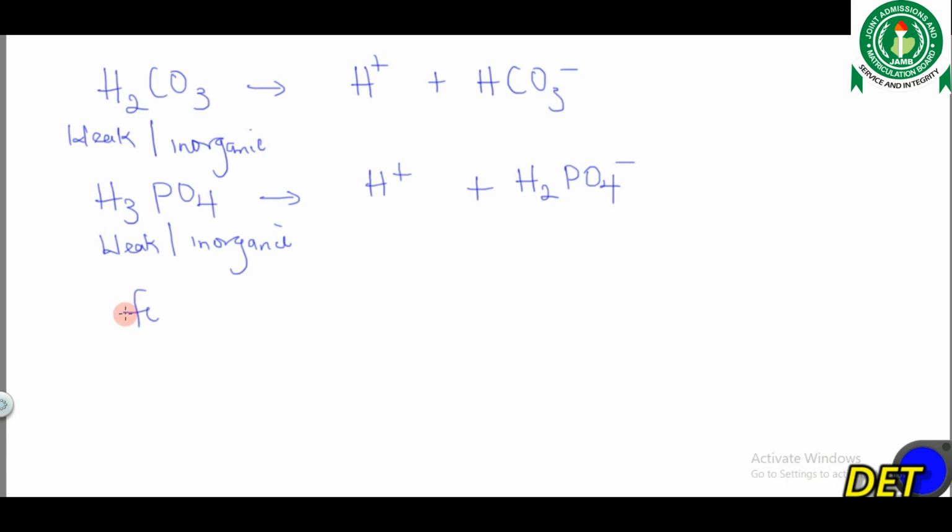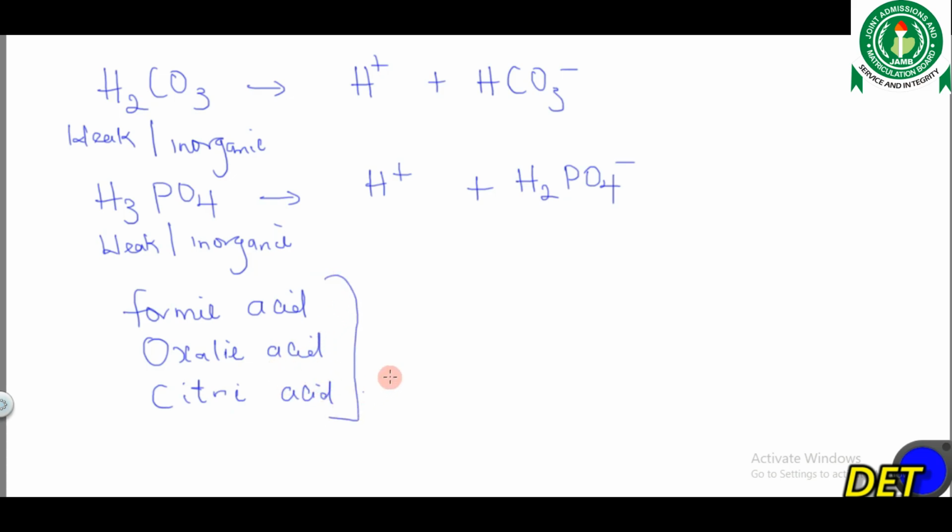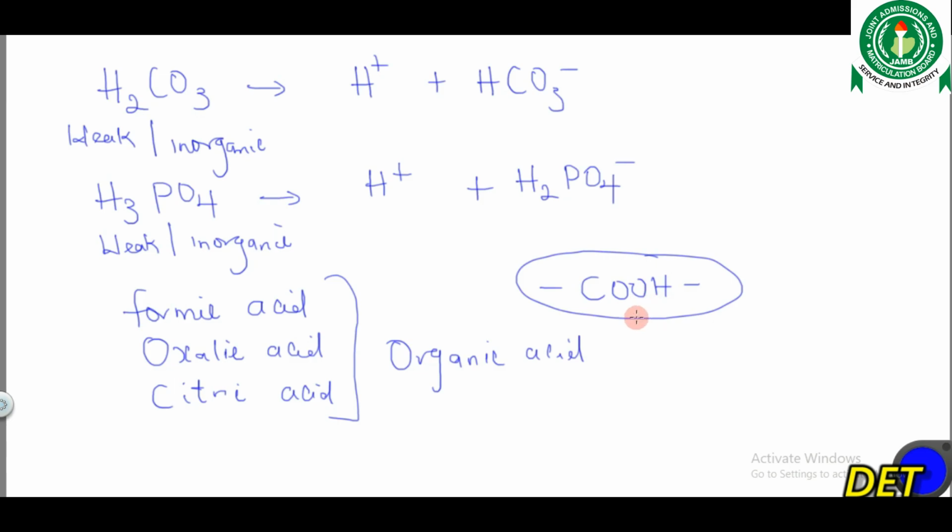For example, formic acid. Formic acid is an example of a weak acid. We also have oxalic acid. Oxalic acid is also an example of a weak acid. Citric acid. Citric acid is also an example of a weak acid. So all these are examples of what? Organic acids. And like I said, organic acids are acids that contain carbon in the form of the carboxyl group, or the carboxylic group.